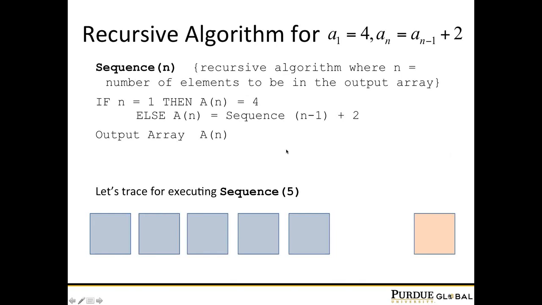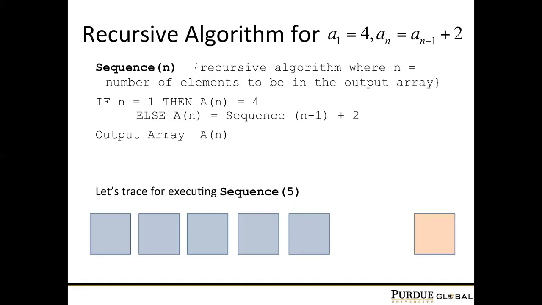Let's practice tracing through a recursive algorithm. The algorithm that we are going to use here is developed for generating the sequence A of n equals A of n minus 1 plus 2, with the first term A1 equal to 4. Now, when you're tracing an algorithm, there's no right or wrong way of recording information as you walk through the algorithm so that you produce the accurate output or result.